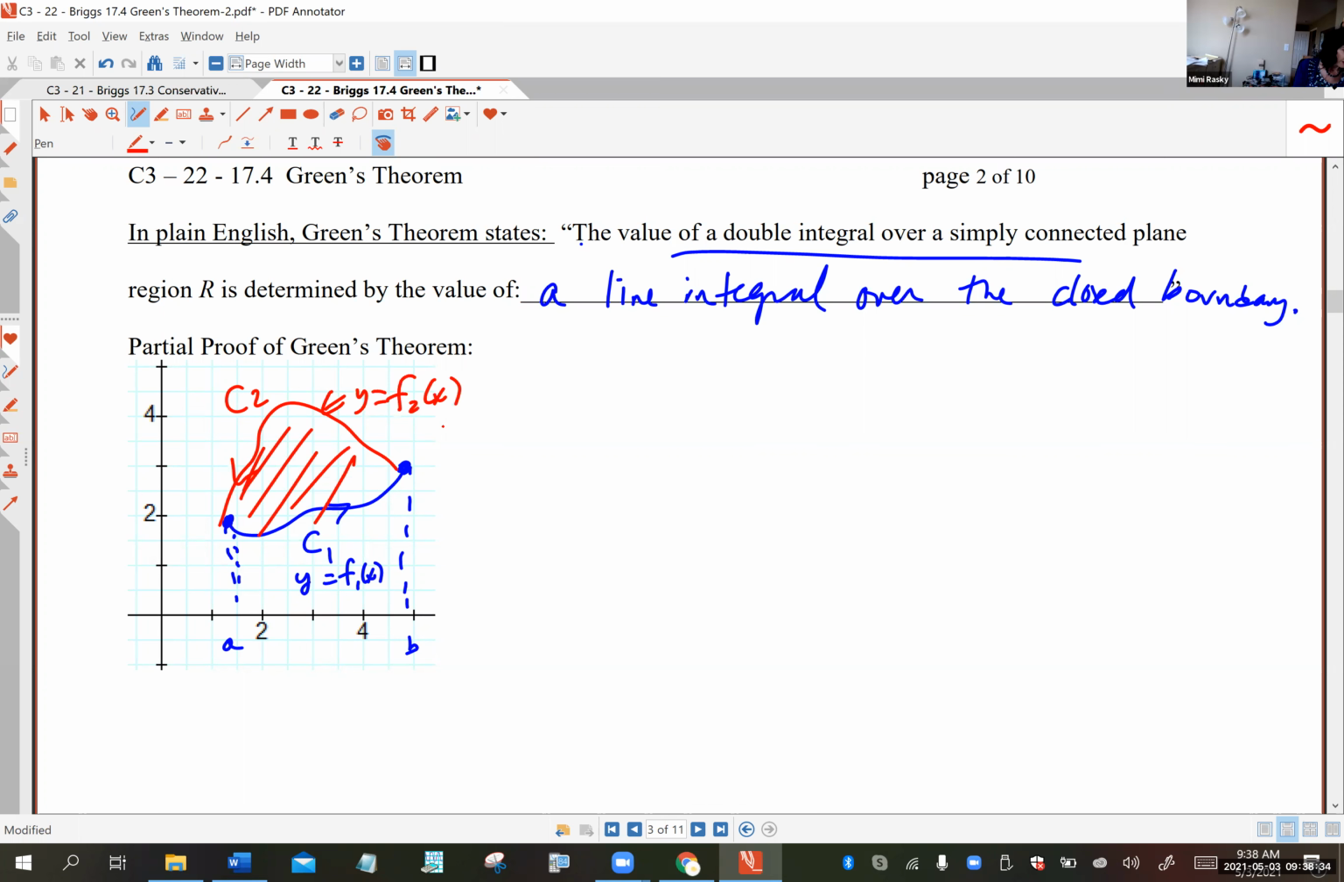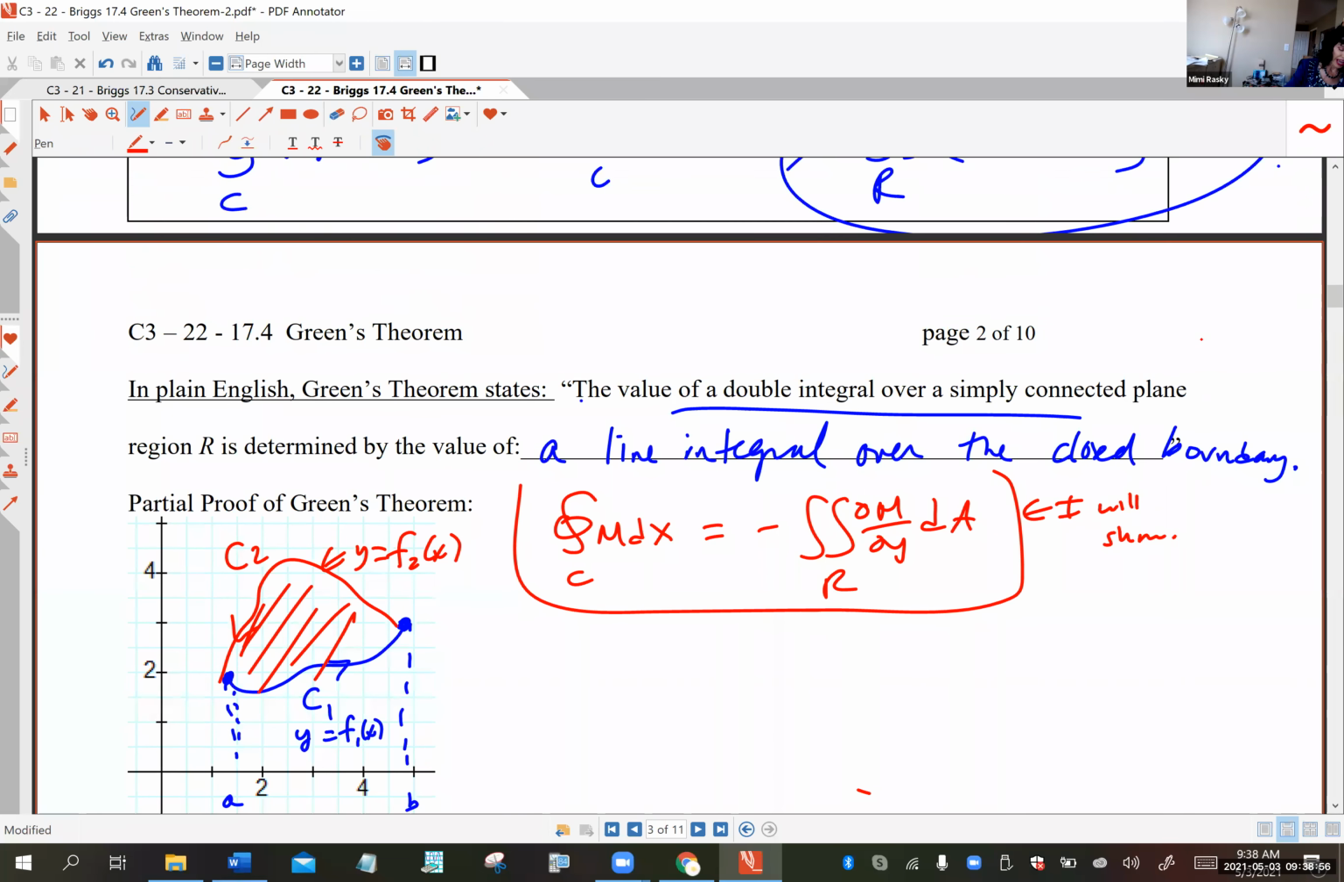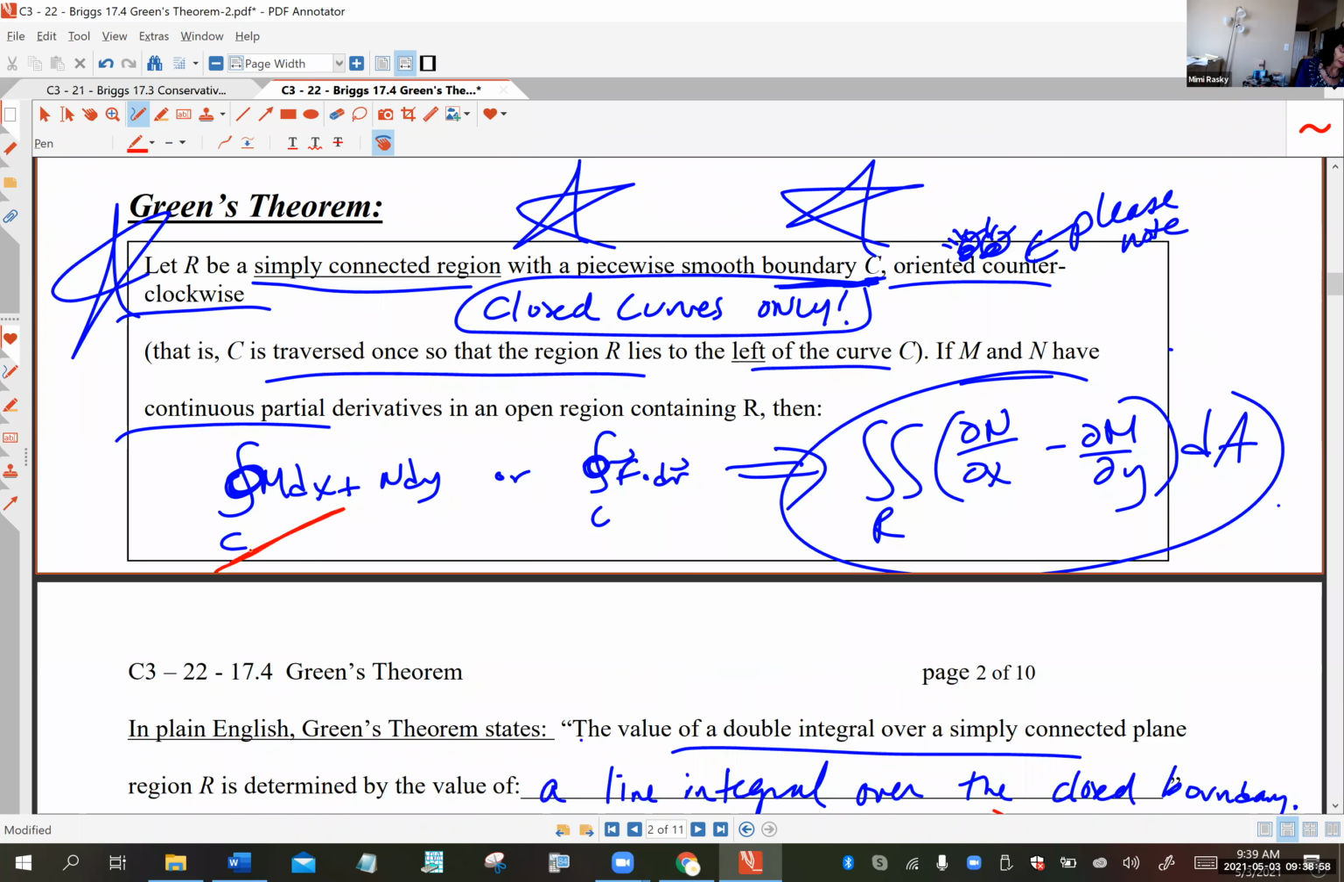Fine. So here's what I'm going to do. This is a partial proof. I'm going to prove that the line integral of M dx is equal to the opposite of the double integral of dM/dy dA. This is what I'm going to show. Why does that matter? Well, if you look at Green's theorem, half of it is M dx here, and then you've got this minus M dy.